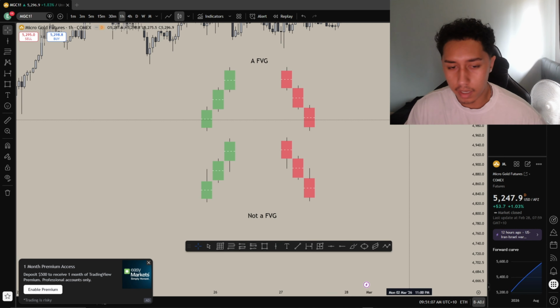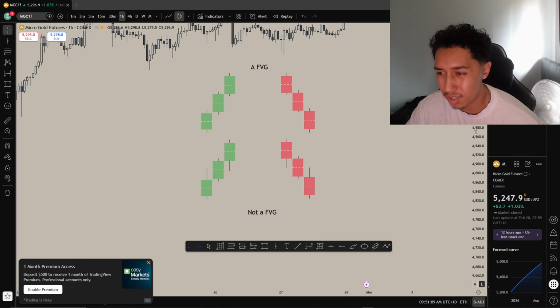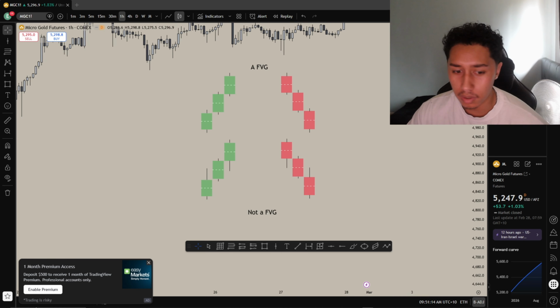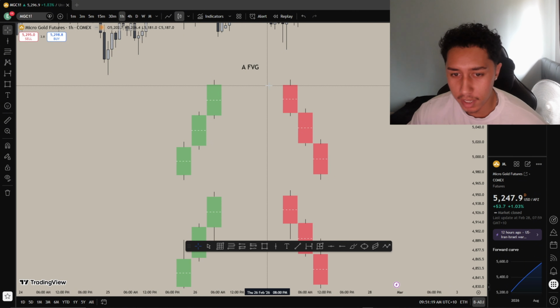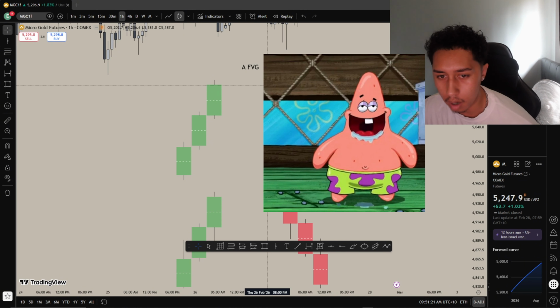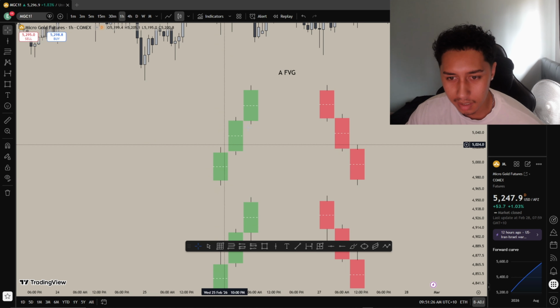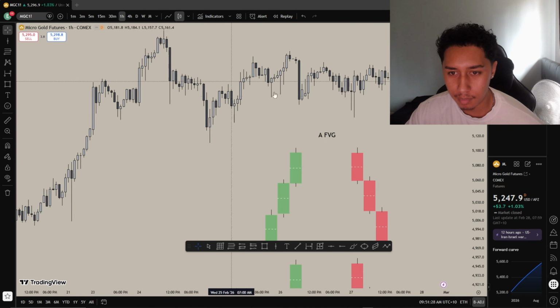I'll be going over fair value gaps and liquidity, the simplest explanation. That's all I gotta say. Alright, so fair value gap. What is a fair value gap? It's a gap, bro. Like, this is a gap, okay? It's a gap in price, honestly.